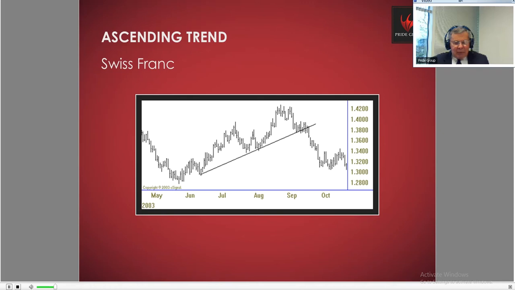Now, on the right of the trend line, we see that the market dropped below the trend line, and once it dropped below the trend line, that might be a good signal to sell the market. So we try to identify trends by drawing trend lines on the bar chart. Okay?